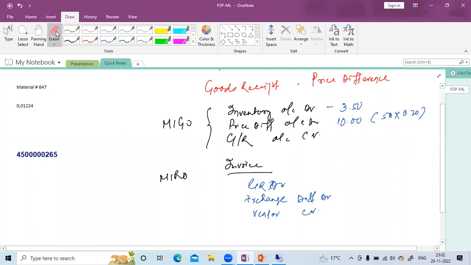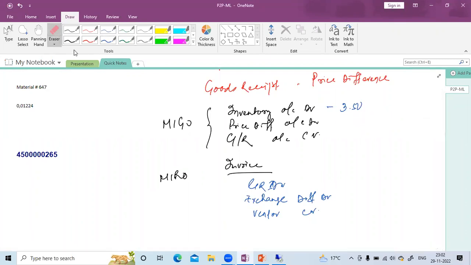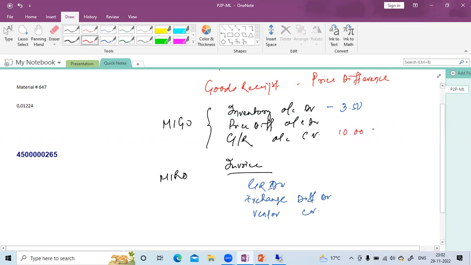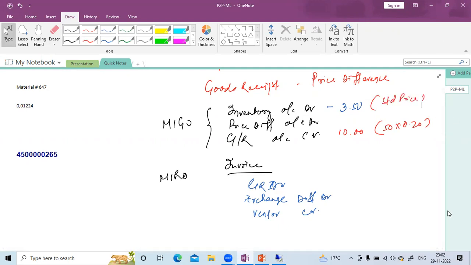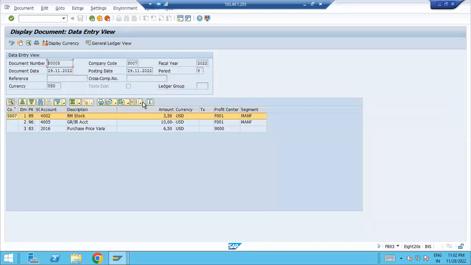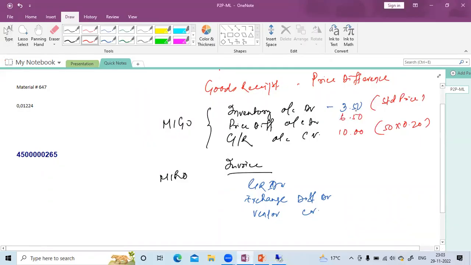Sorry, my mistake. In the wrong place, I have recorded this one. This will be your GRR credit. So this is 10, and I got this one, 50 into 0.20, whereas the material price is updated as per the standard price. So this is evaluated at standard price. Then the difference amount is recorded here, which is 6.50, the difference between your GRR price and inventory price.